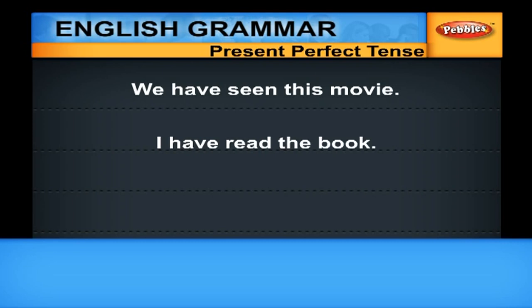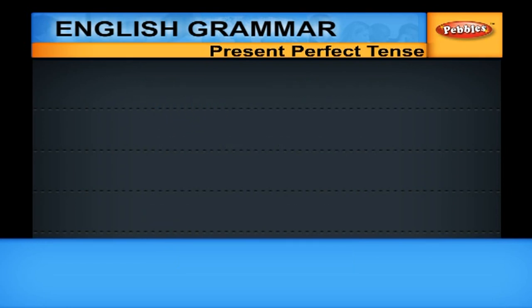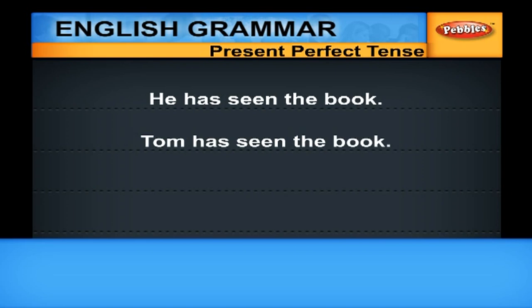We have studied that for VING, the helping verb is going to be the be form. For VEN or past participle, the helping verb has to be the have form of auxiliary. What are the present tenses of the have form? Has, have. Has, if the subject is singular. Have, if the subject is plural. He has seen the book. Or Tom has seen the book. I have read the book.